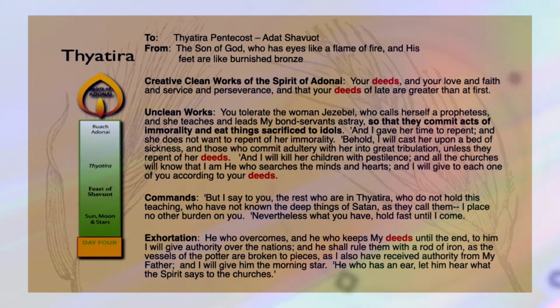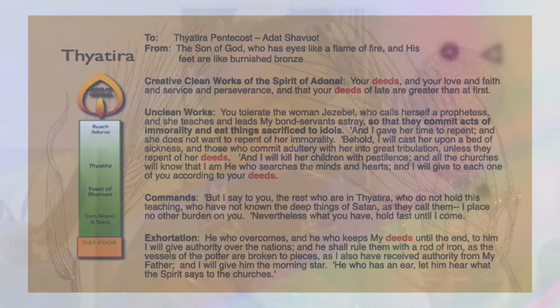So he who overcomes and he who keeps my deeds until the end, to him I will give authority over the nations. He shall rule them with a rod of iron, as the vessels of the potter are broken to pieces, as I also have received authority from my Father. And I will give him the morning star. He who has an ear, let him hear what the Spirit says to the churches.